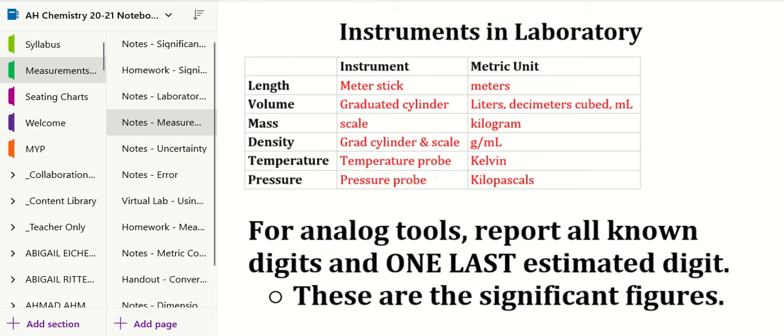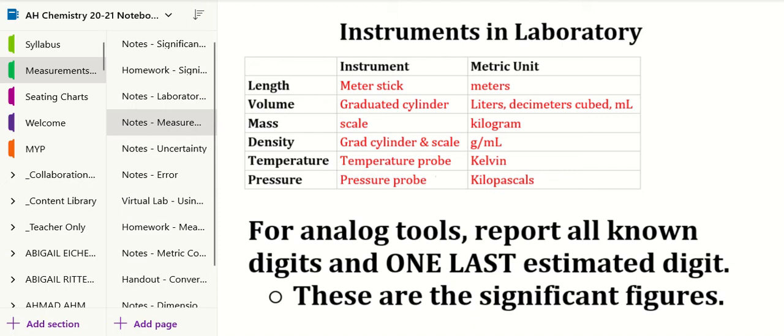So the first statement about using measurement tools says for analog tools, report all known digits and one last estimated digit. When you do this, those are what are considered the significant figures, or the significant digits. So first we need to talk about what is an analog tool. Does anybody know what we mean by an analog tool?